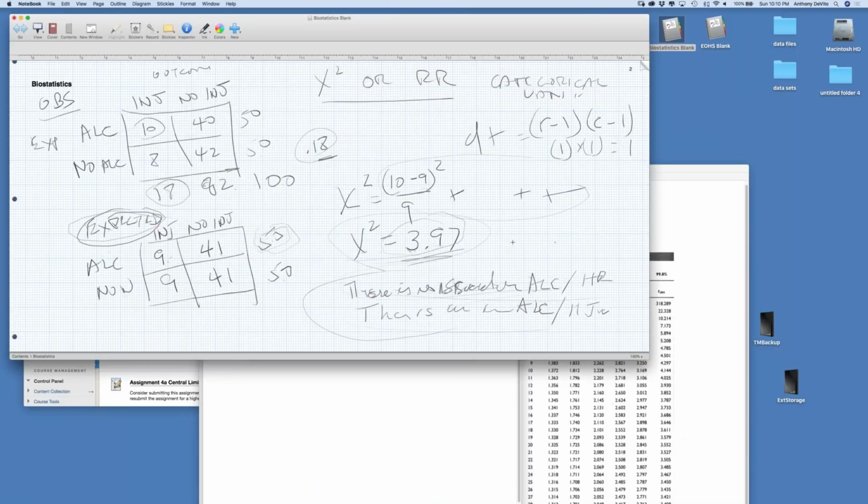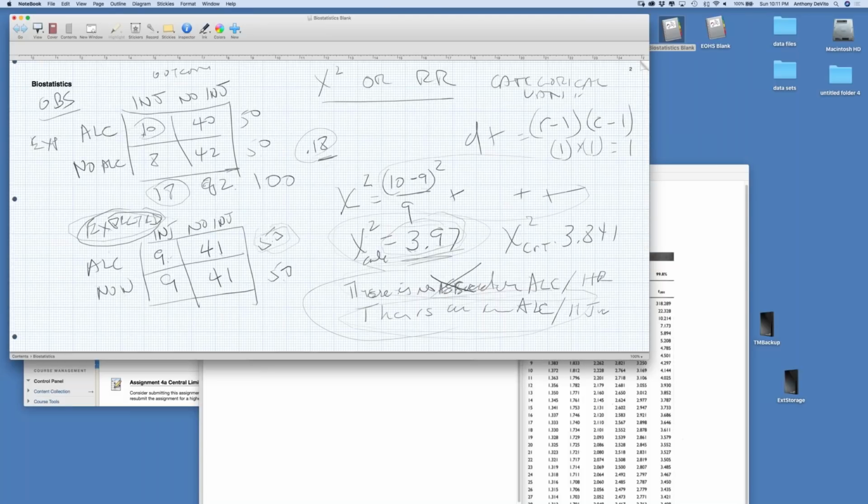So our critical value, chi-square critical, is 3.841. So our calculated value of chi-square is bigger than our critical value, meaning that it's large enough for us to say that we can reject the null hypothesis and accept the alternative hypothesis. Okay, well, what about these other things? Odds ratio and relative risk.